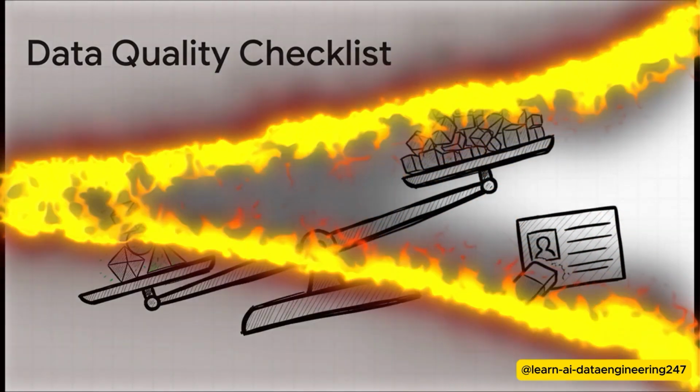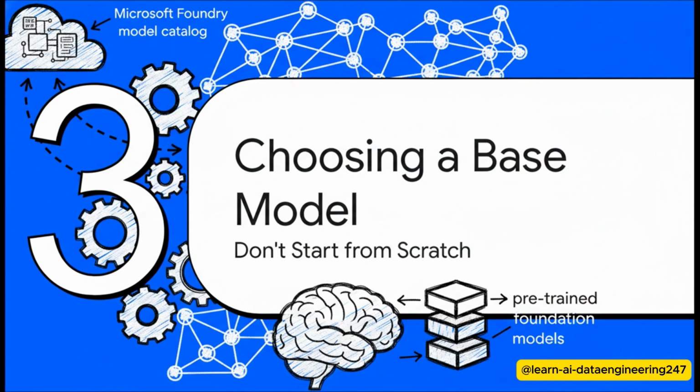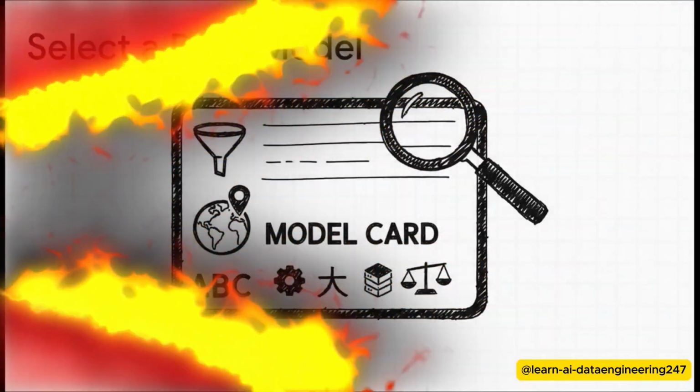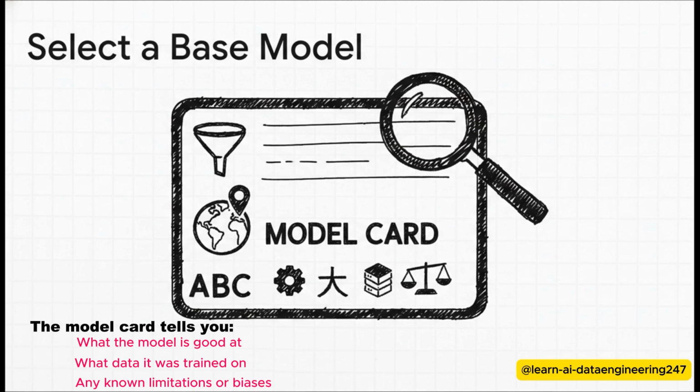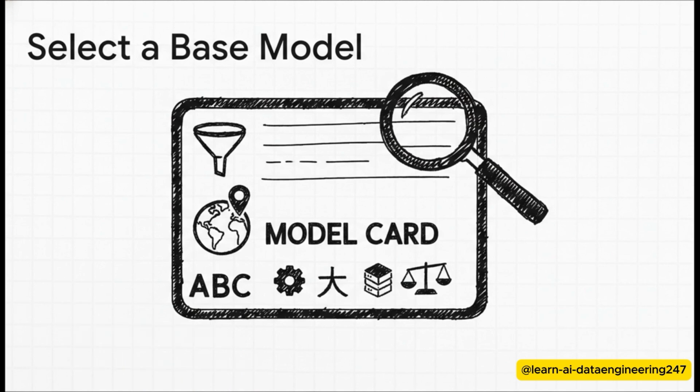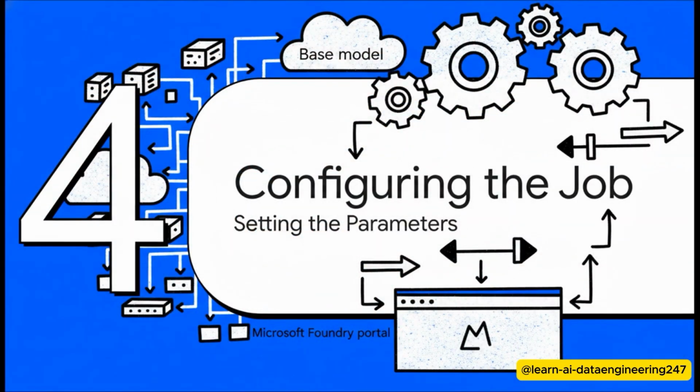Once your data is ready, it's time to select a base model from the Microsoft Foundry model catalog. You are not building an AI from scratch. You are building on top of a powerful pre-trained foundation model. When choosing a model, filter by task, look for chat completion models. Make sure the model is available in your Azure region and always read the model card. The model card tells you what the model is good at, what data it was trained on, and any known limitations or biases.